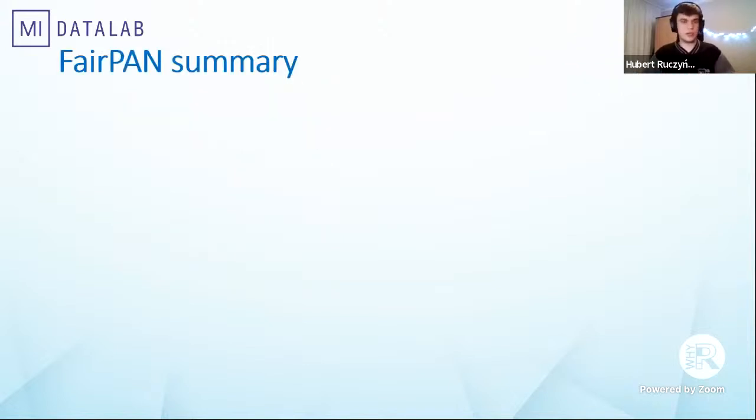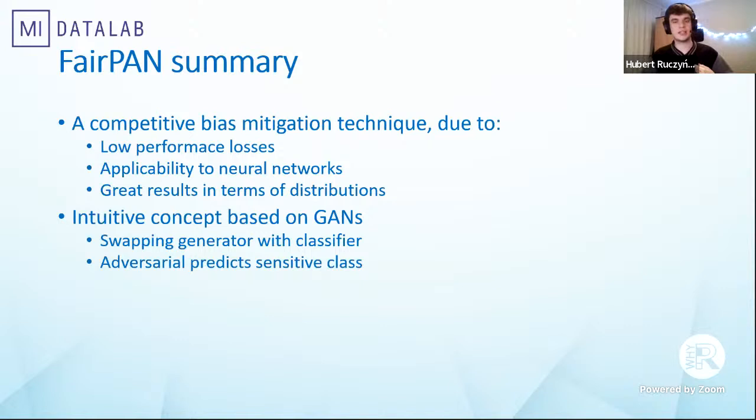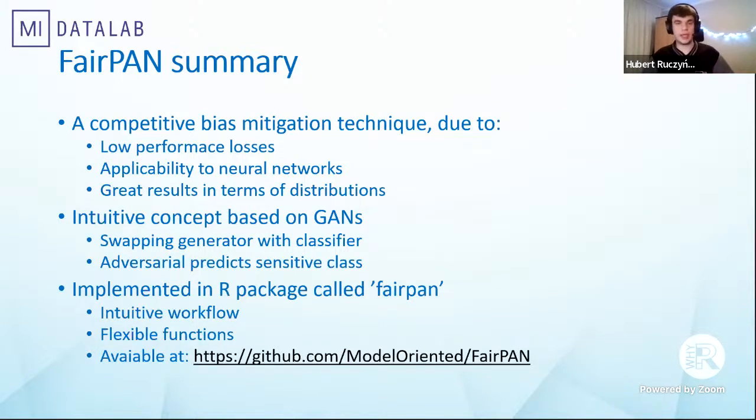To sum up, FairPAN is a competitive bias mitigation technique thanks to its low performance losses, applicability to neural networks, and achieving great results. It is based on the concept of GANs and efficiently uses it. Moreover, it is followed by an implementation of our package that is really flexible and easy to use.